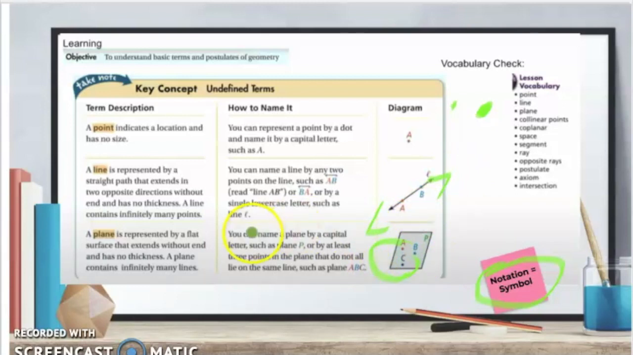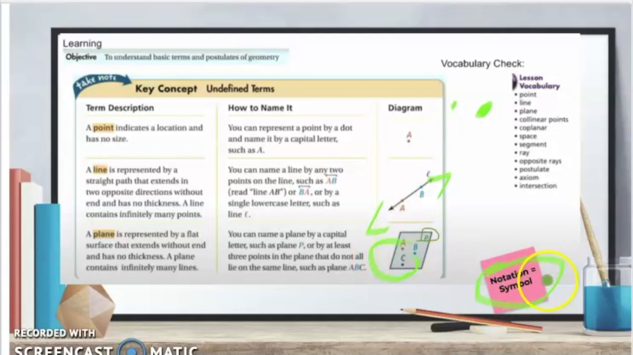Now, the next one is plane. A plane is represented by a flat surface that extends without end, and it has no thickness. A plane can contain infinitely many points. We can say plane P, which is a letter, not a point, just a letter in the corner, or plane ABC. We need a minimum of three letters to make a plane, and we name it that way.